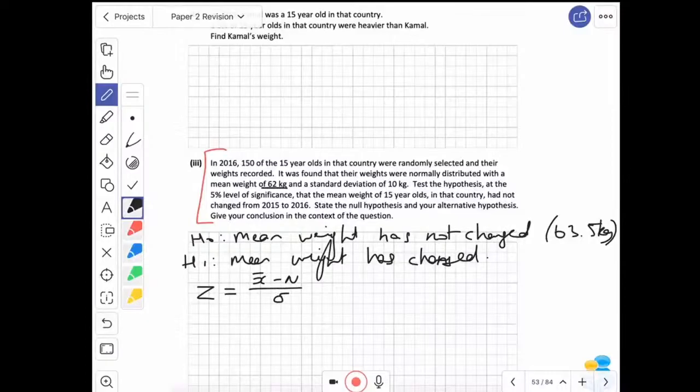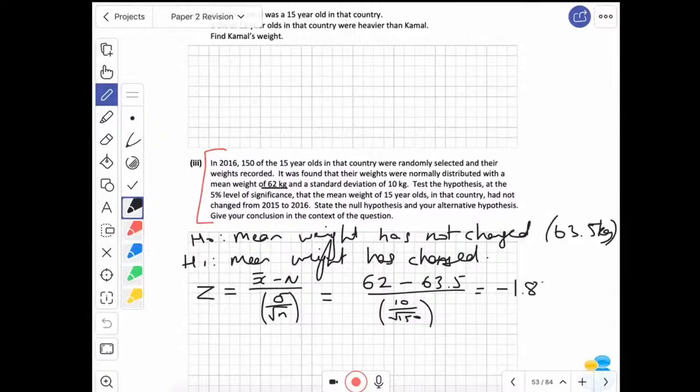So that is going to give us 62 minus your original population mean, which is 63.5, all over 10 over the amount of your sample, which is 150. So you're going to pop that into your calculator and you get minus 1.8371. Now, remember it's a 5% level of significance, which means it's going to be between minus 1.96 and 1.96.